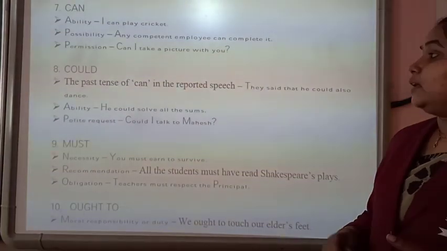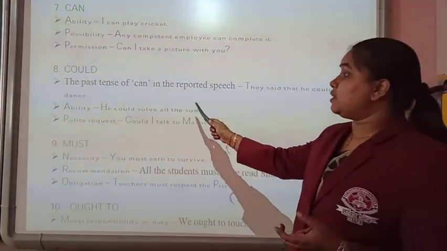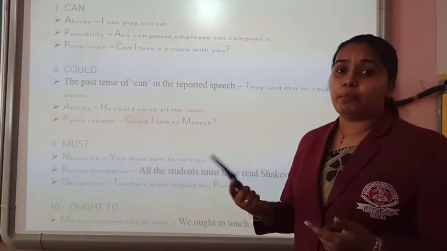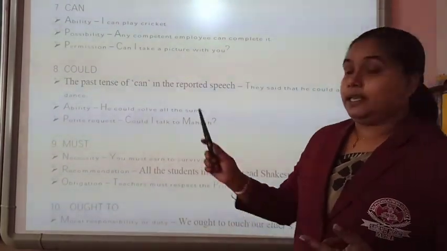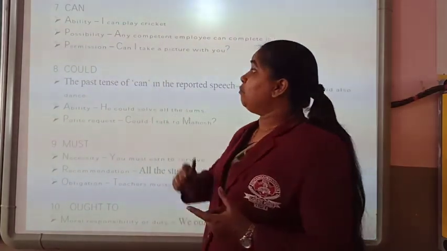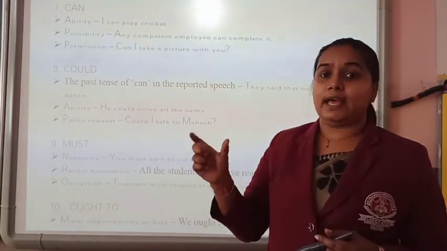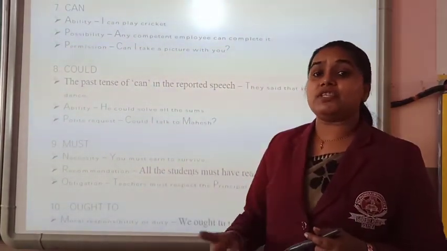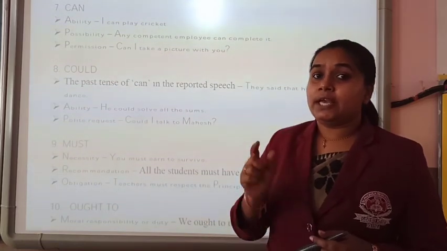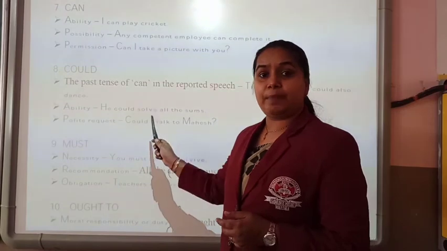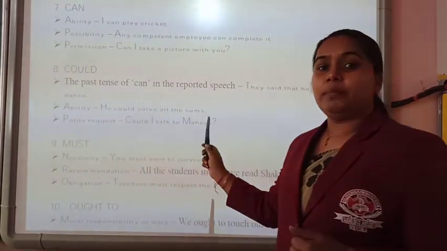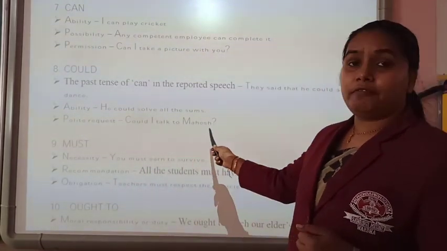Okay, then the past form of can is could, which we use again in the reported speech. See here it is said, I can play cricket. When I say this in the direct speech, I am using can. When I change this into indirect speech, he said that he could play cricket. So it is the past form that we use in the reported speech in the indirect form.